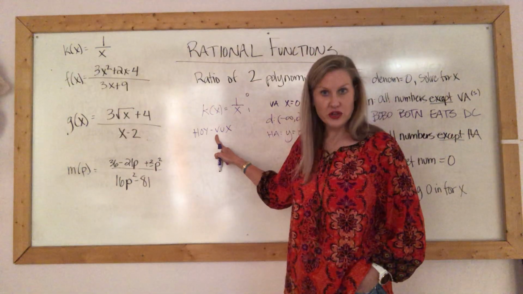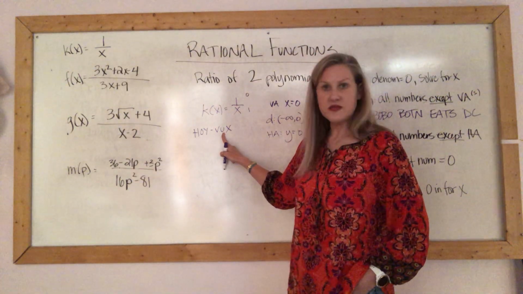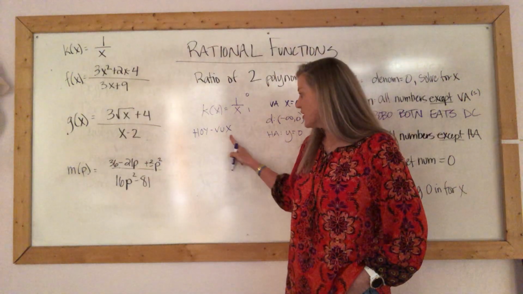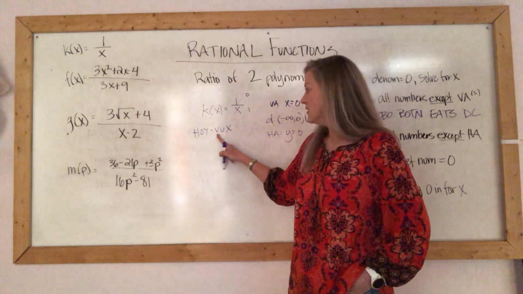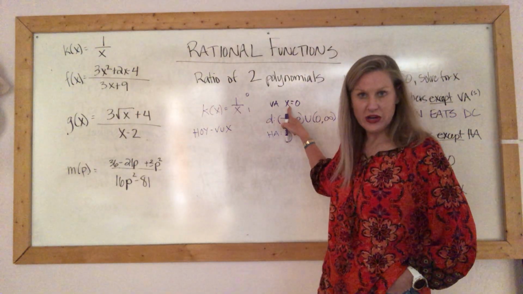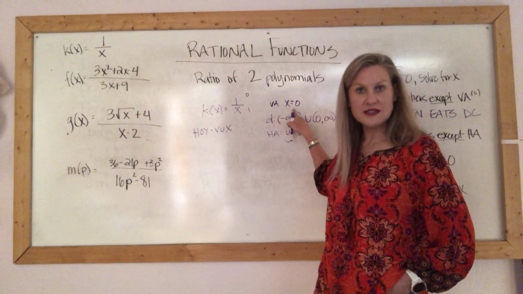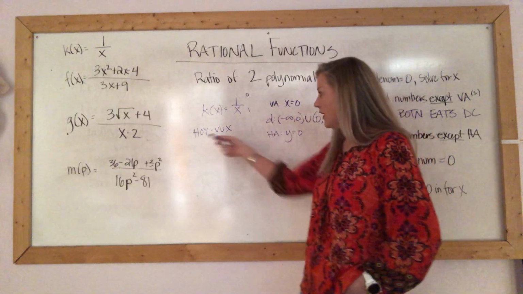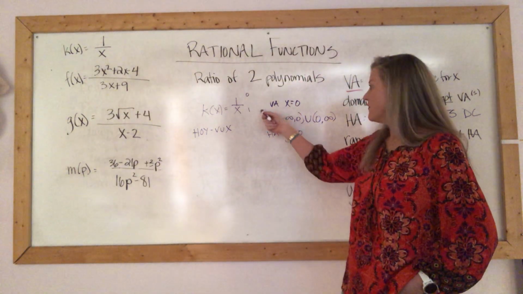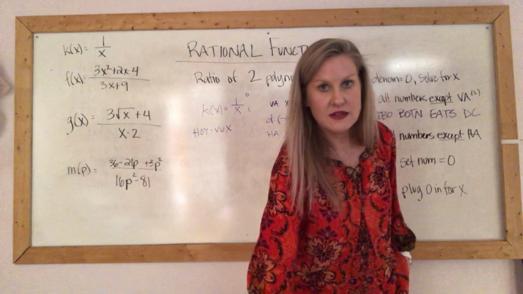Vux, V is for vertical, U is for undefined, and X reminds me that Vux's vertical lines only have an X letter or variable in their equation. X equals a number. Hoivux. So horizontal asymptotes use Y, vertical asymptotes use X.